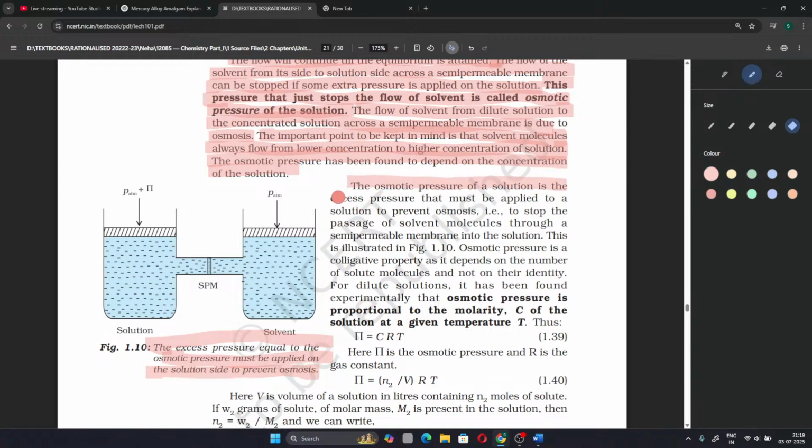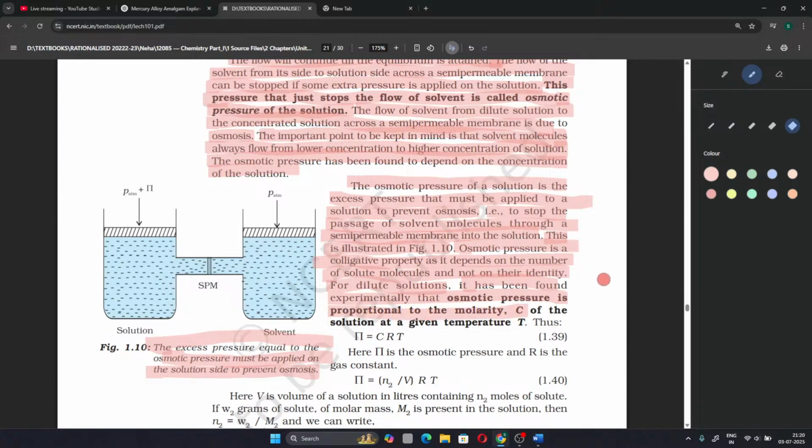Osmotic pressure of a solution is the excess pressure that must be applied to a solution to prevent osmosis, that is, to stop the passage of solvent molecules through a semi-permeable membrane into the solution. This is illustrated in figure 1.10. Osmotic pressure is a colligative property as it depends on the number of solute molecules and not on their identity. For dilute solutions, it has been found experimentally that osmotic pressure is proportional to the molarity.